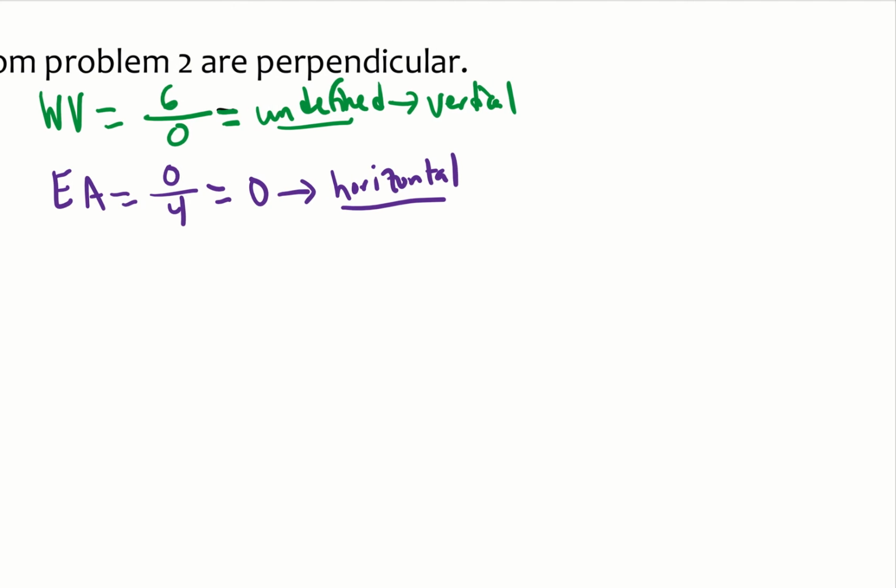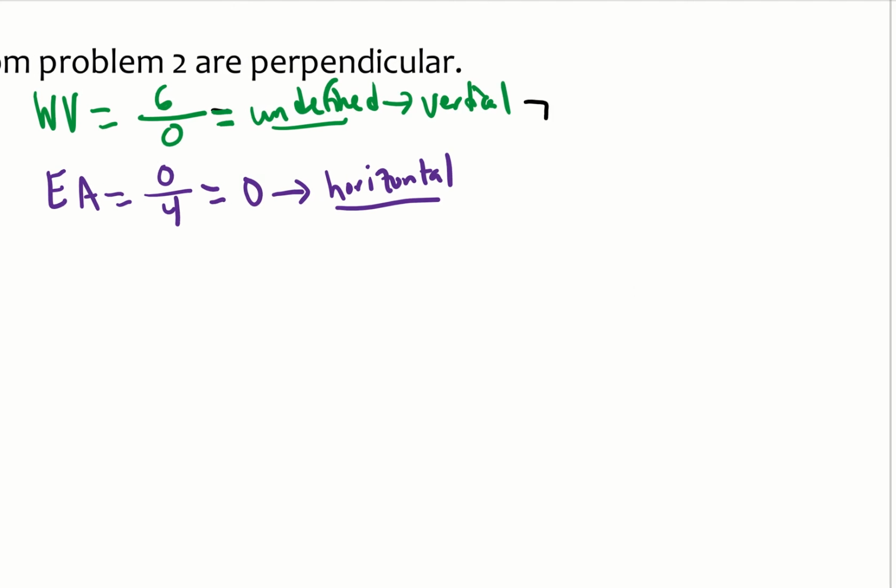A vertical and a horizontal line are always perpendicular. So if you have a vertical line here and a horizontal line here, they'll always be perpendicular. So they'll cross at a 90-degree angle. All right, so if you calculate the slopes and you get undefined and 0, then that means that you have either a vertical or horizontal line, or both. And if you have both, then they must be perpendicular.